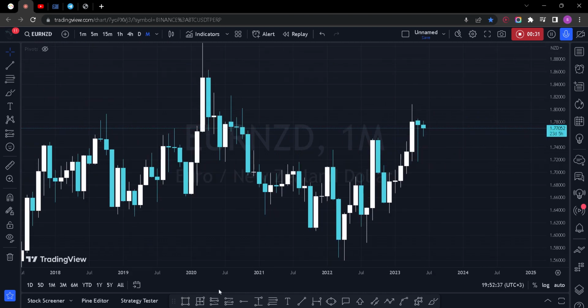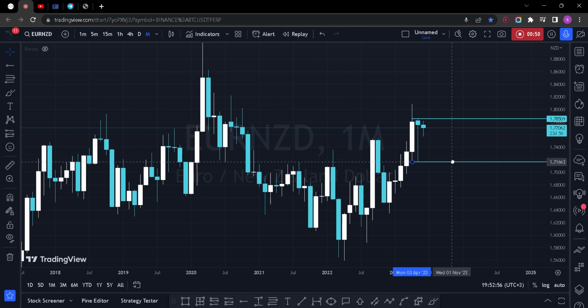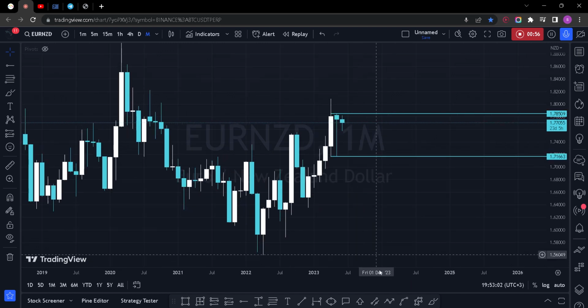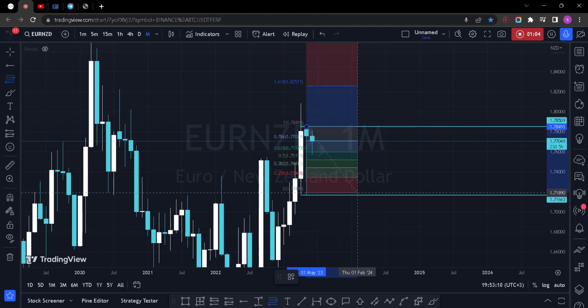So, as usual, I start with my top-down analysis by highlighting the previous month's range. I like to highlight the extreme high, the lows, and the mid range for the previous months for context, and also confluence on the lower time frame. So the previous month is May. This right here is May's mid range.